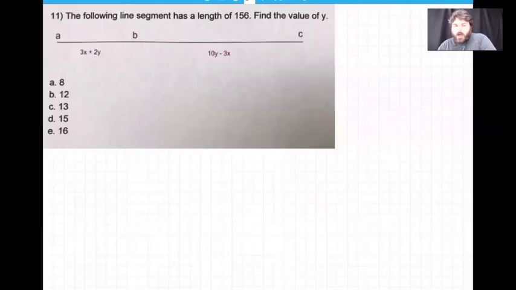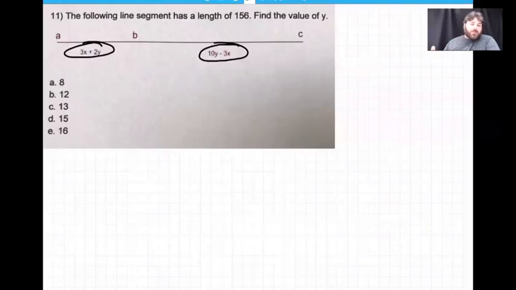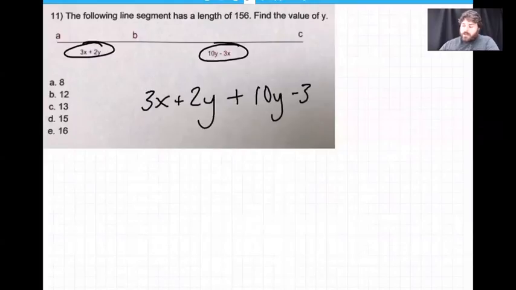All right, the following line segment has a length of 156. Find the value of y. All right, so we know from A to B, it's going to be 3x plus 2y. We know from B to C, it's 10y minus 3x. Well, all I know is that the sum of those two should equal the total. Okay, so let's just write that out. 3x plus 2y, when I add that to 10y minus 3x, I should get 156.